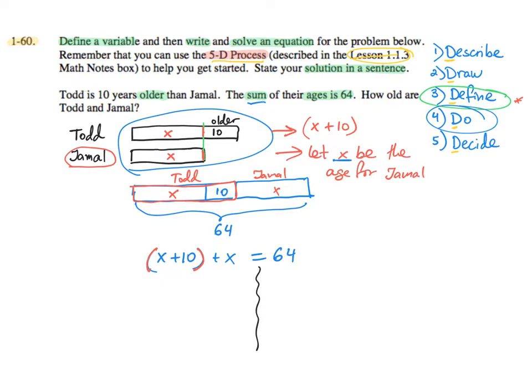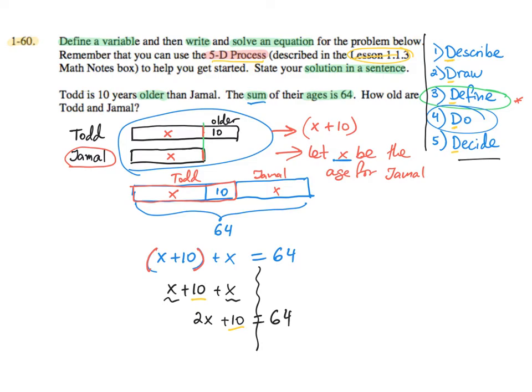Now it's also good to know that you could also guess and check, like according to the picture, what number would work, and then we can decide. So there's multiple ways, but I wanted to follow the steps of the 5D process. So right now I have x plus 10 plus x. So I have two groups of x on the left side. So I'm going to combine like terms, and 10 is not a like term with the x, so it stays the same, and then equals 64.